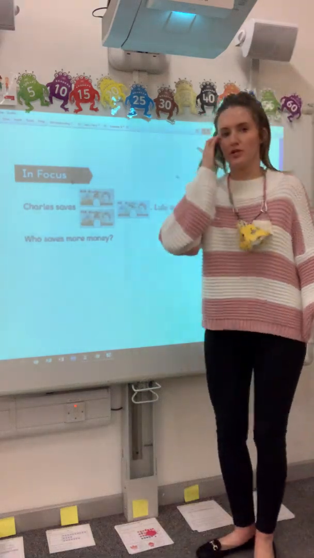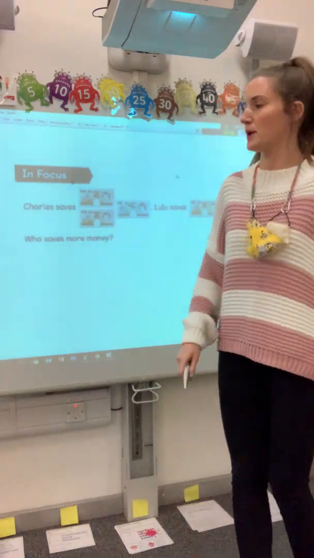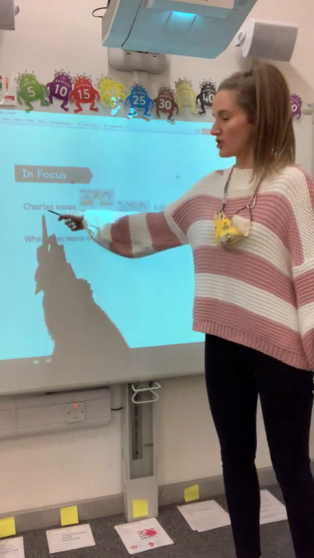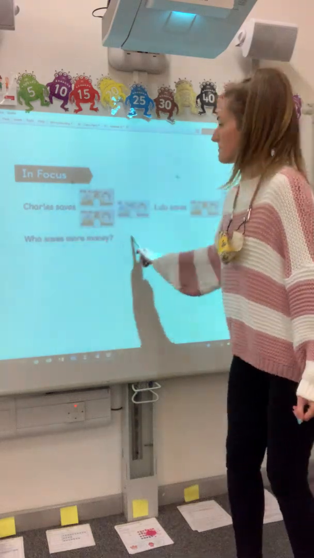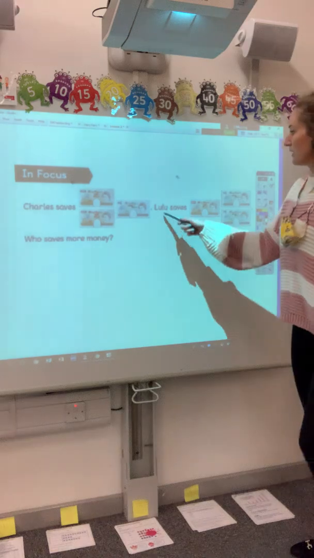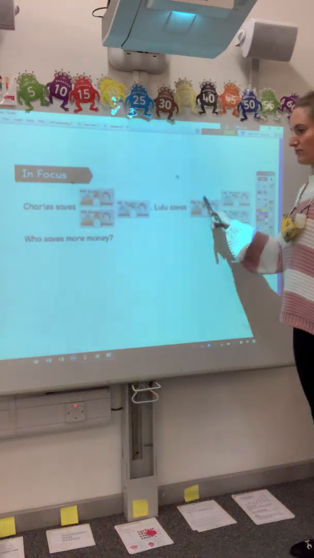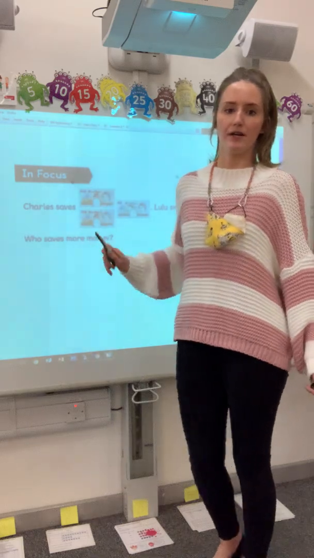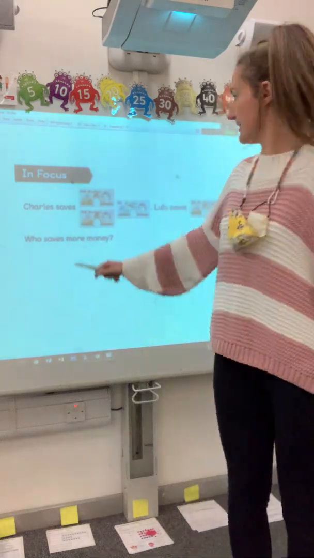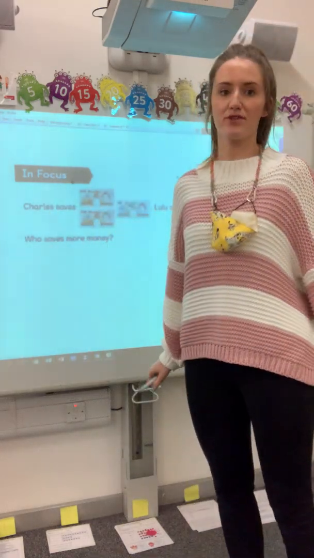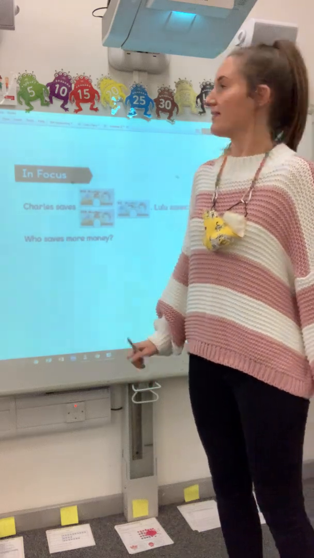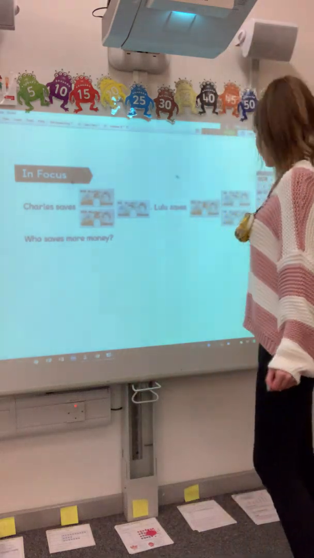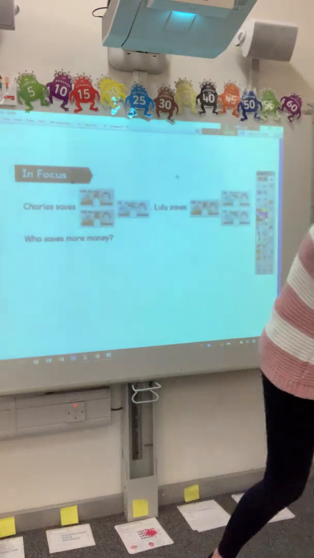Okay, so we have a problem which you can see clearer in your textbook. It's telling us Charles saves this amount of money and Lulu saves this amount of money. Who saves more money? So what is the first thing we need to find out about Charles and Lulu's amounts of money first? That's right, we need to see how much they've saved first. We don't know, do we?